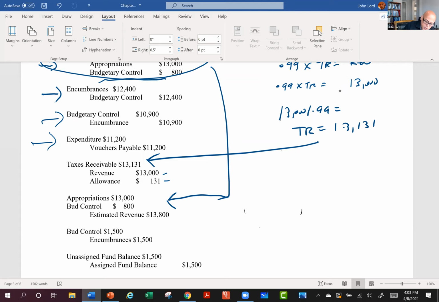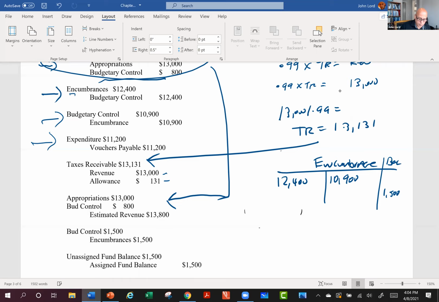Now let's look at the encumbrance for a second. How much did I originally debit it for? 12,400. Is that right there? Okay. And then when the goods come in, I credited it for 10,900. So that leaves me a balance in my encumbrance at this point of 1,500? Am I doing my math right? Do I have to close this? Do I have to close my encumbrances to zero? Yes, I do.